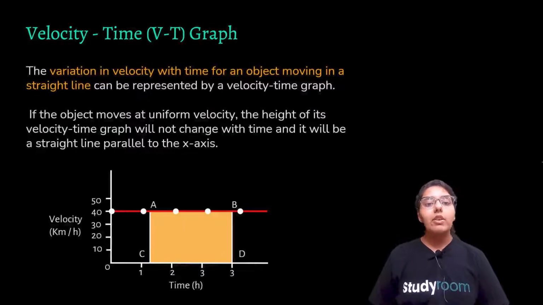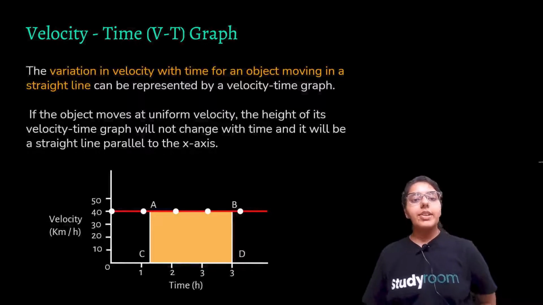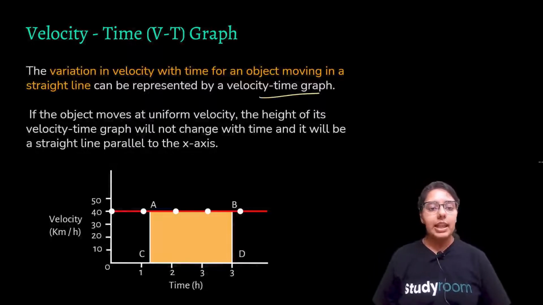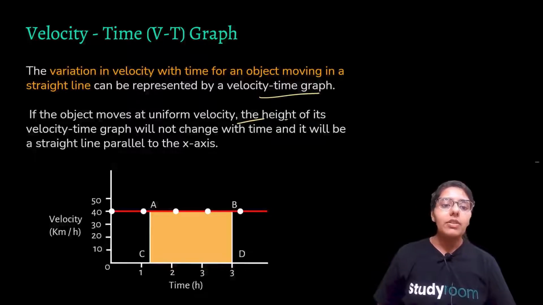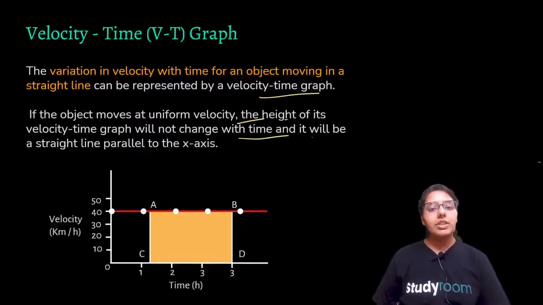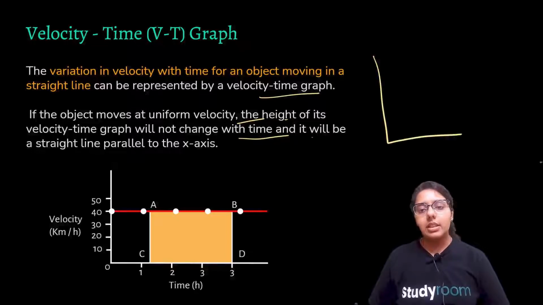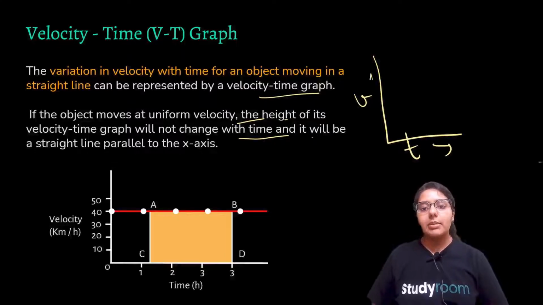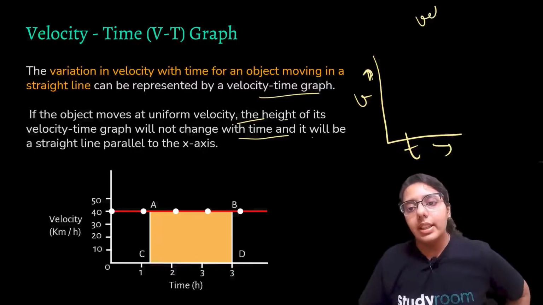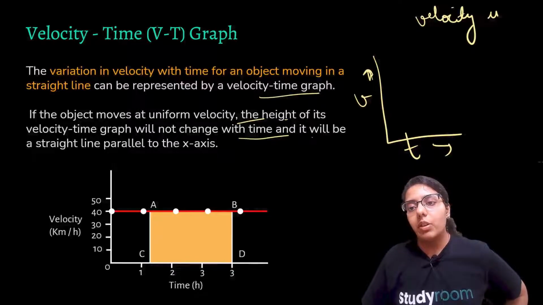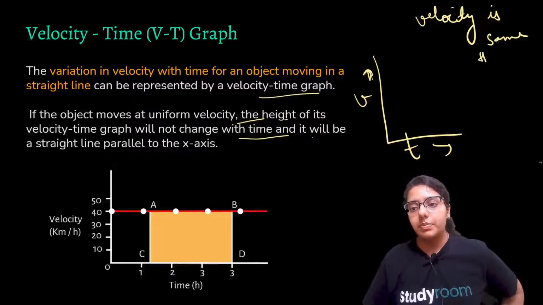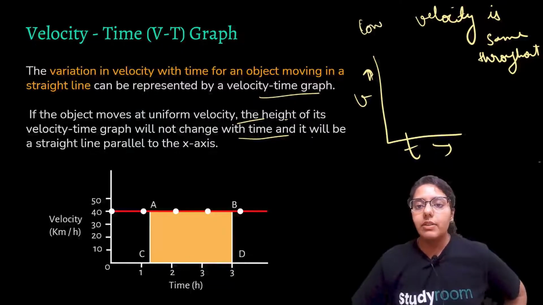The variation in velocity with time for an object moving in a straight line can be represented by velocity time graph. If an object moves with uniform velocity, the height of its velocity time graph will not change with time. Of course, if there is uniform velocity, what does that mean? That your velocity is constant or velocity is same throughout. This is your constant velocity.